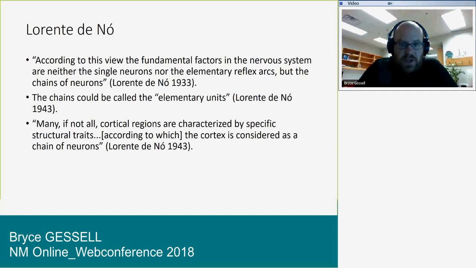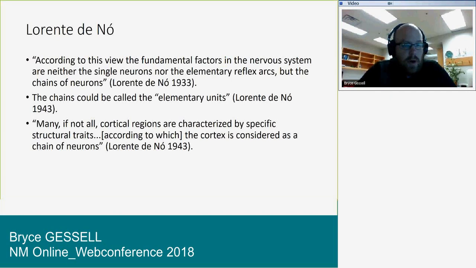So he said these chains showed a, quote, multiplicity of connections, and he also said that the chains could be called elementary units. That's the second quote. And for Lorente de Nó, these neuron chains, exactly what he meant by this term is not really clear, but it's clear that he took it as the functional unit. So neuron chains, their structure and function, was taken as a template for understanding structure and function throughout the brain. And so this was going to be accomplished by identifying chains in all cortical areas.